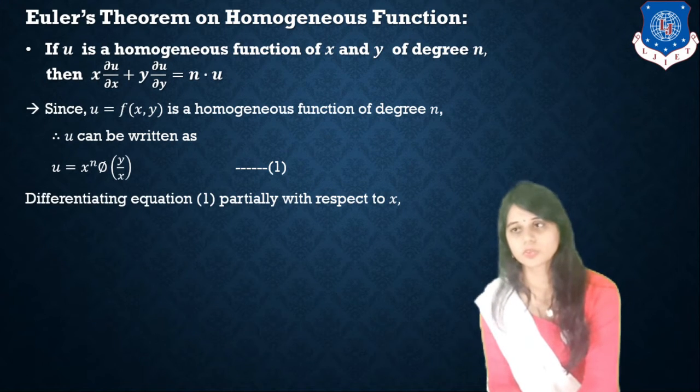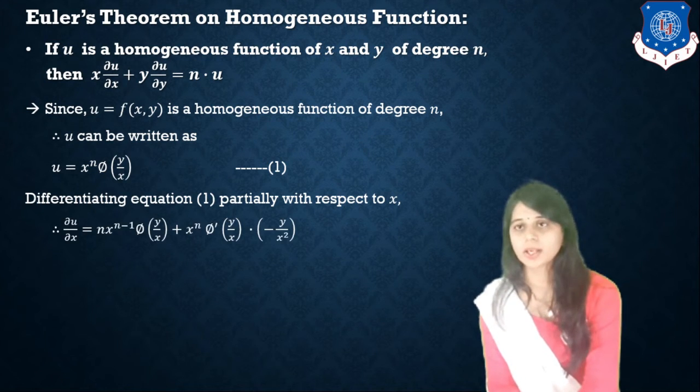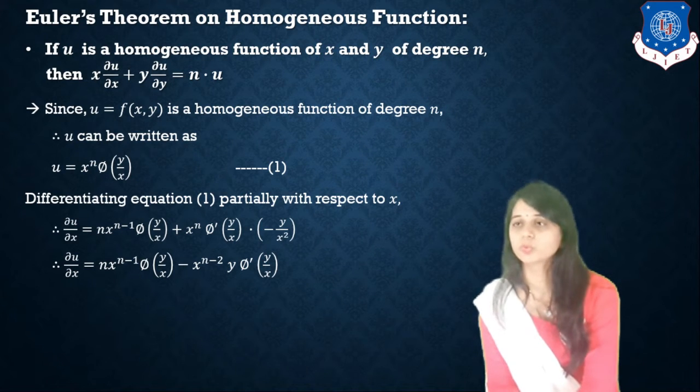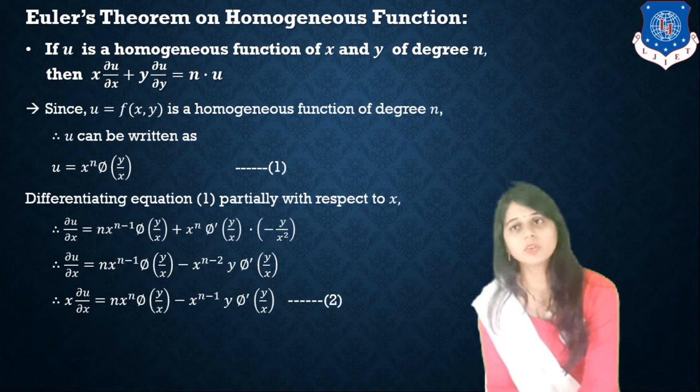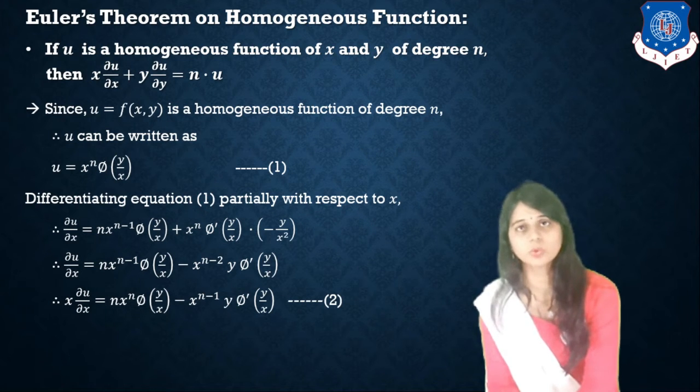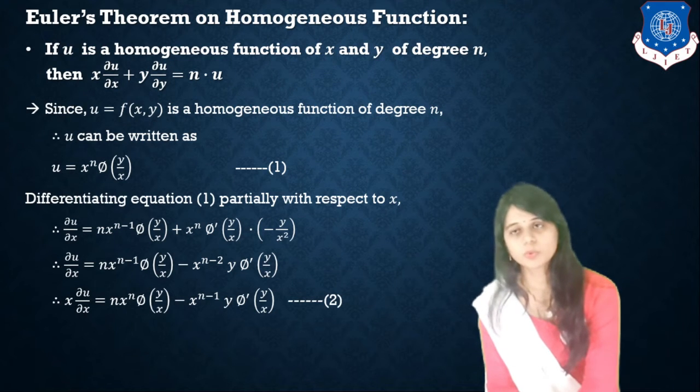Now differentiate equation 1 partially with respect to x. So we get del u by del x equal to n x raised to n minus 1 phi y by x plus x raised to n phi dash y by x into minus y upon x square. So del u by del x equal to n x raised to n minus 1 phi y by x minus x raised to n minus 2 y phi dash y by x. So x del u by del x equal to n x raised to n phi y by x minus x raised to n minus 1 y phi dash y by x, that is our equation 2. Here we multiply x on both sides.